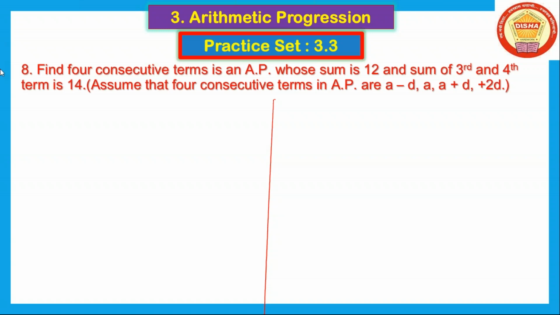Means from this given example here we write which part is given, for understanding. What is given? Find the 4 consecutive terms whose sum is, means the sum of 4 consecutive terms is given.